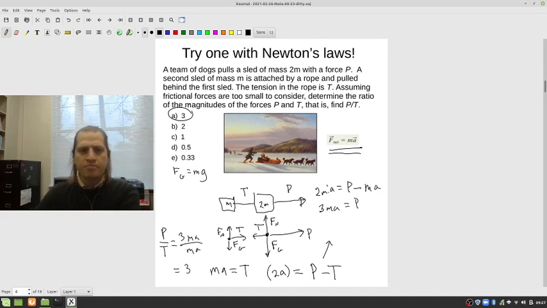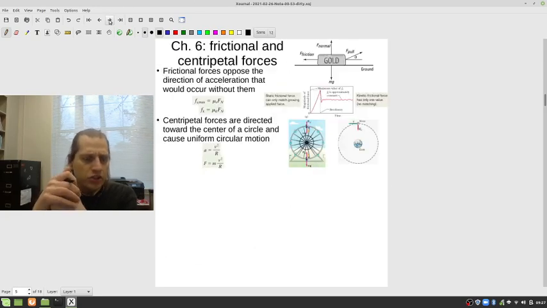Okay, so there's a couple of tricks in here, but the clear idea is draw a free body diagram, write down Newton's second law, and then see where you're at and try to see if you can get an answer for what they've asked. Okay, so that was chapter 5 stuff.